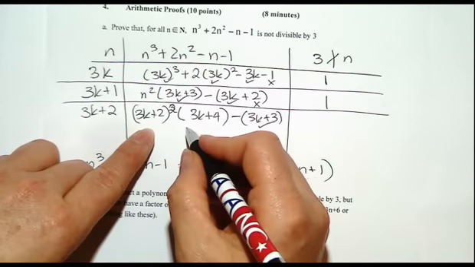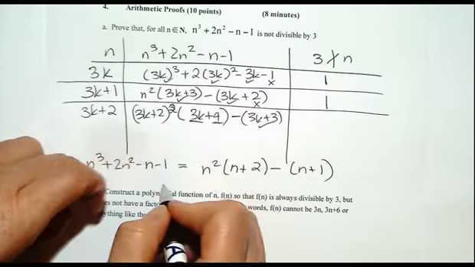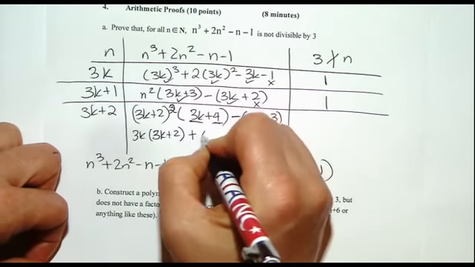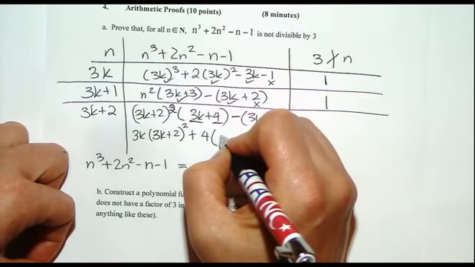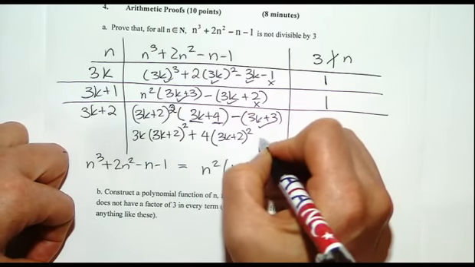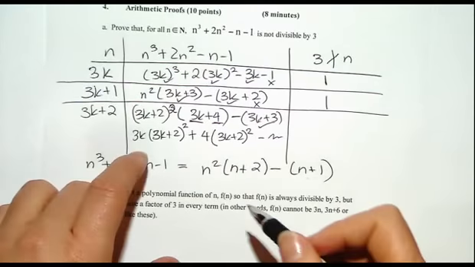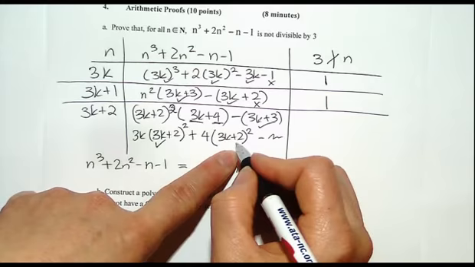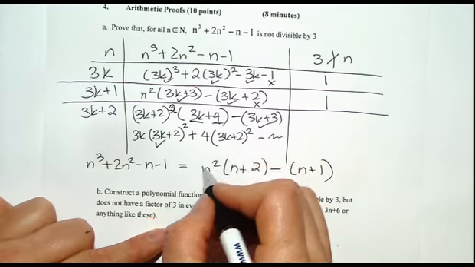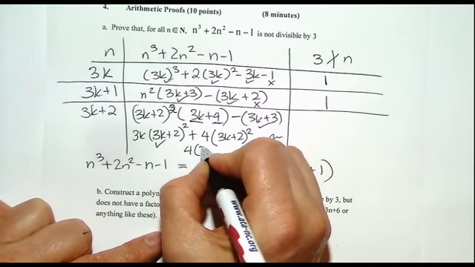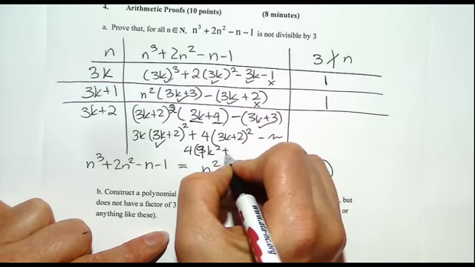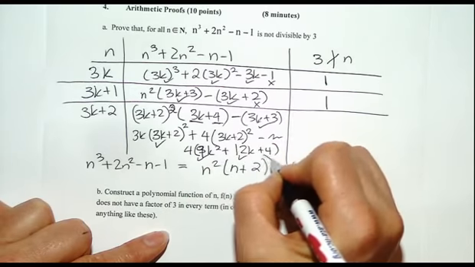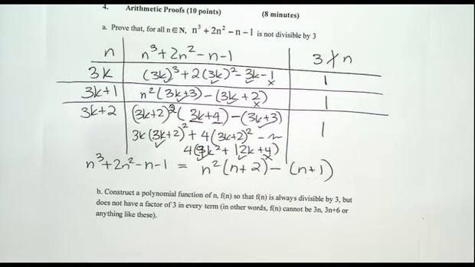So now I need to deal with this stuff. I'm going to just distribute this. This is going to be 3k times 3k plus 2, plus 4 times 3k plus 2 quantity squared, minus some stuff that's divisible by 3. This is clearly divisible by 3, right? That's divisible by 3. And then this, I'm going to have to multiply that out. So I did save myself some work. That's going to be 4 times 9k squared plus 12k plus 4. And this is divisible by 3, that is, and that's not. I have exactly one term that isn't, so now 3 does not divide n.